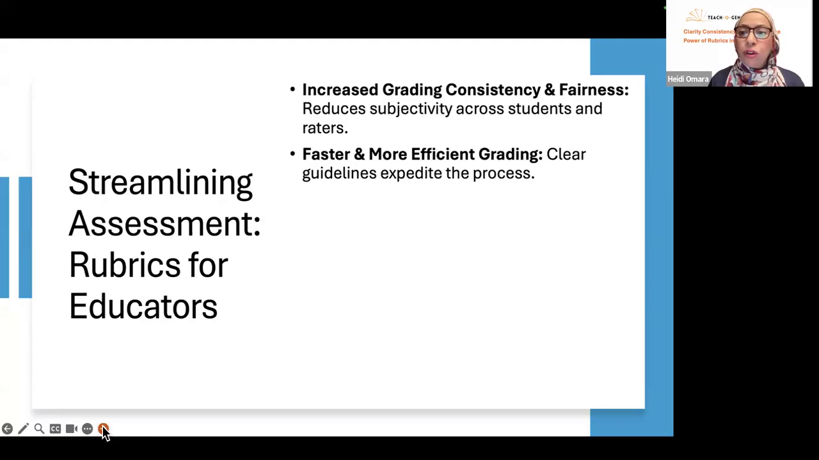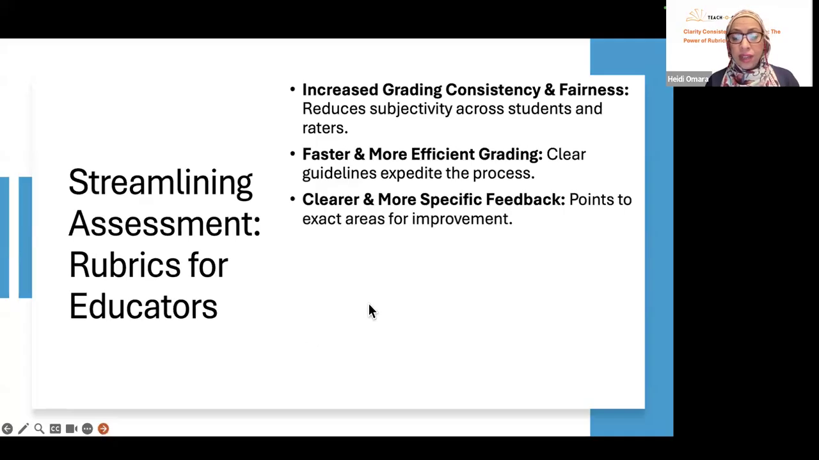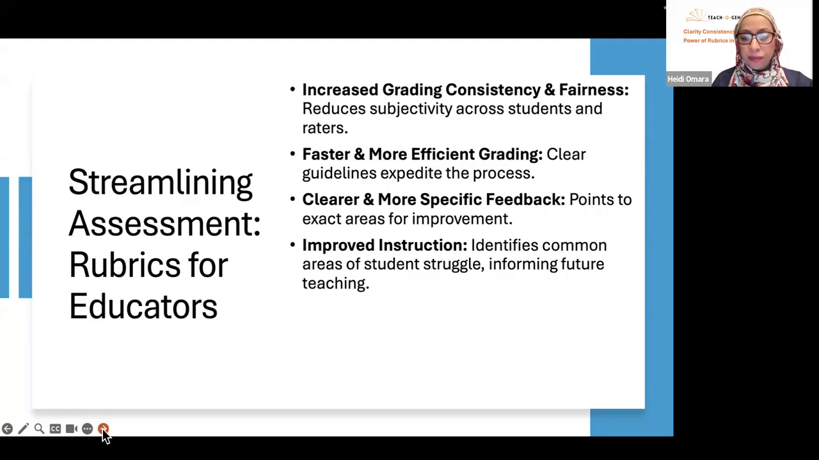And it's faster and more efficient, because instead of thinking, should I give him 2? Should I give him 3? Should I give him 4? No, it's going to save you time because it's going to show you exactly what you're looking for. So it's easier, it's faster, it's more efficient, and it's fairer. Clearer and more specific feedback points to exact areas for improvement. And I'll show you how in a minute.